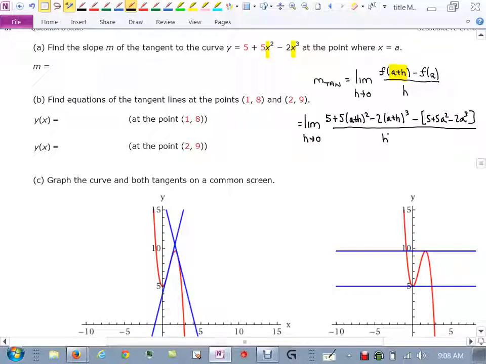Now, when I look at this, I realize that I'm going to have to square a plus h, and then distribute through with a 5, and then I'm going to have to cube a plus h, and then distribute through with the -2. Just to show you the contrast, let's look at the other definition. Let's see if that one looks any better for us to use. The other definition would say that we need to find the limit as x approaches a of f of x minus f of a, all over x minus a.